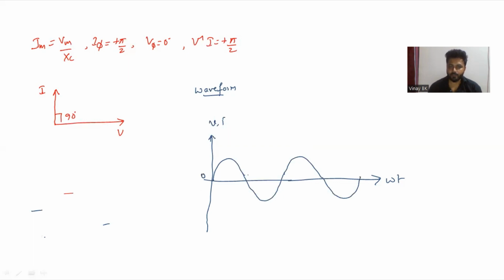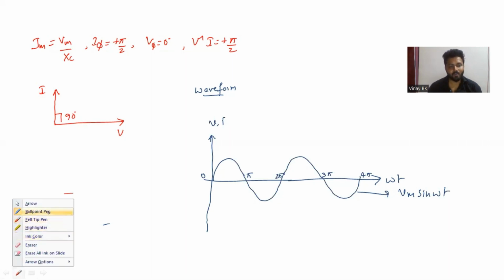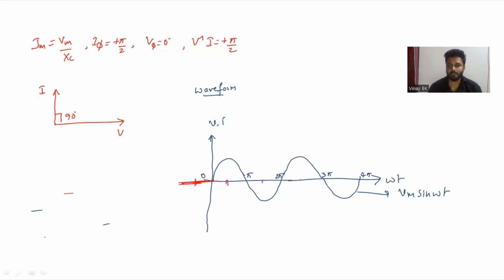0 to pi, pi to 2 pi, 3 pi, 4 pi, and this is the voltage waveform Vm sine omega t. So now the current, which leads the voltage, leading is nothing but positive again. It has to start from the positive waveform, but it is leading by 90 degrees. So this current waveform is leading the voltage waveform. The current waveform should start from the 90 degree positive half cycle, so here the current waveform will be starting from pi by 2.